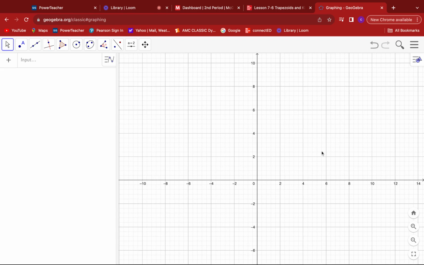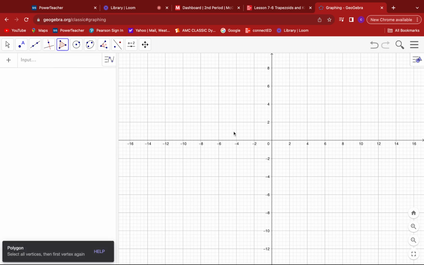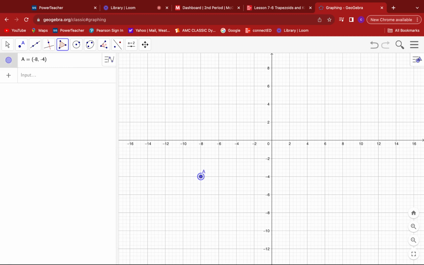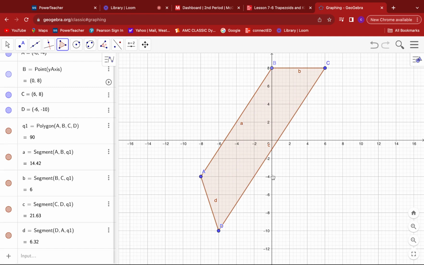-6, -10. Let's see if I can do it this way. I'm going to go to my polygon. Q is -8, -4. R is 0, 8. S is 6, 8. And T is -6, -10. All right, interesting looking trapezoid here.